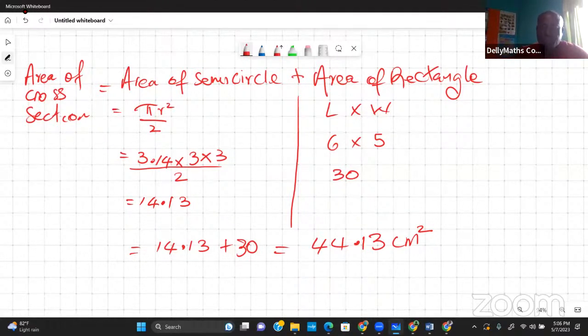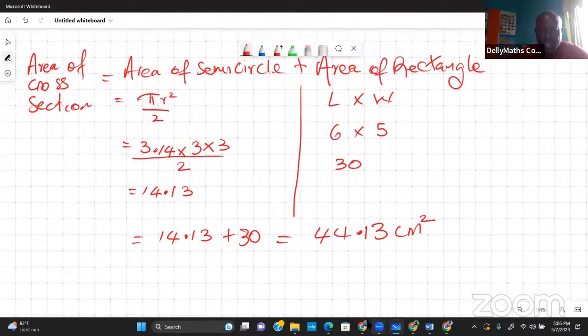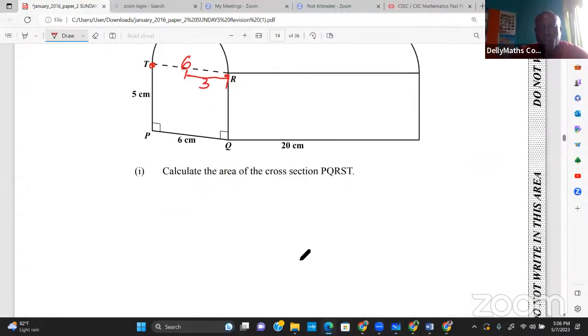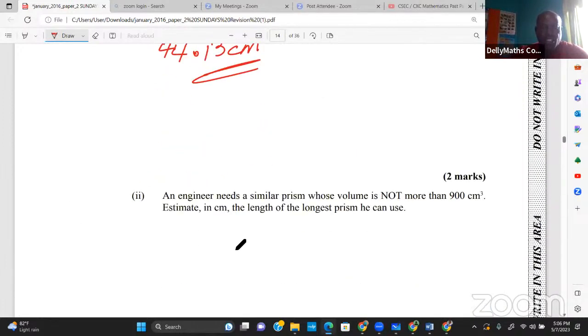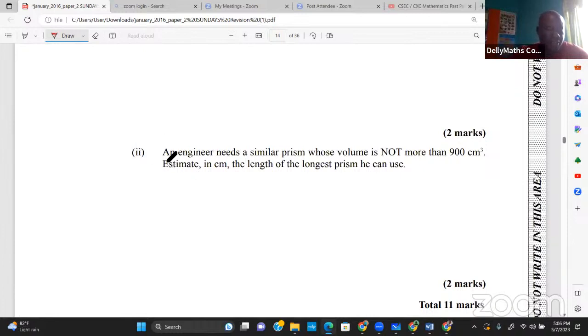All right, let's look at the next question. So there is our cross section. Our cross section, we ended up getting 44.13 cm square. Follow the question now. It says an engineer needs a similar prism whose volume is not more than 900. Estimate in centimeters the length of the longest prism he can use, right?